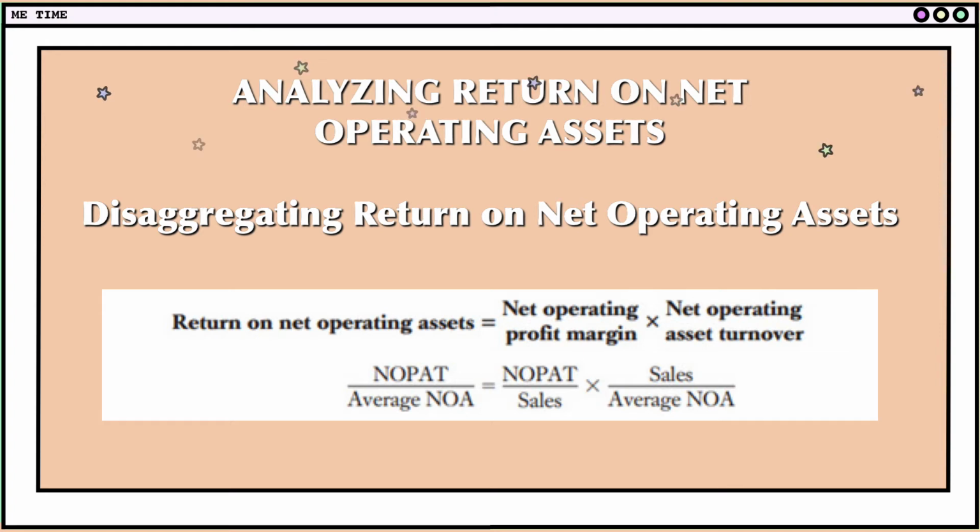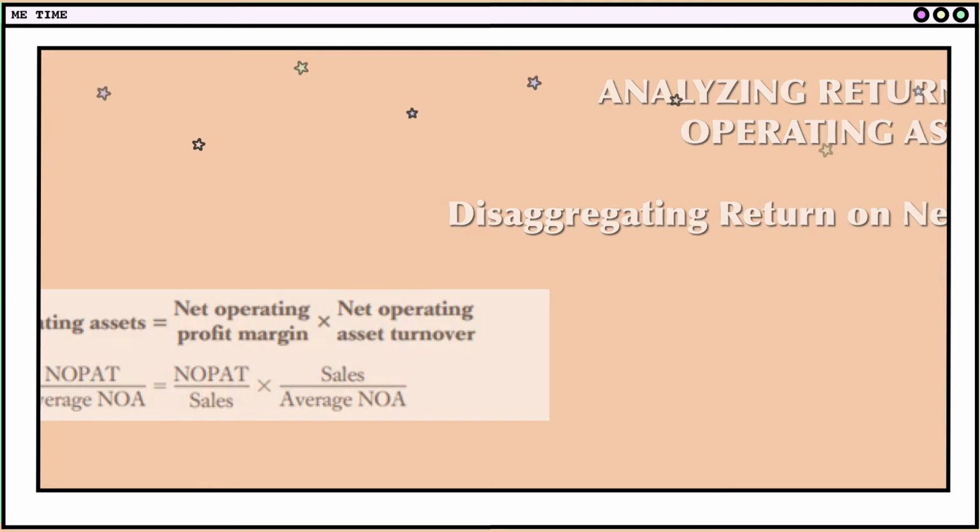The NOPAT to sales relation is called net operating profit margin, or simply NOPAT margin, and measures a company's operating profitability relative to sales. The sales to NOA relation is called the net operating asset turnover, or simply NOA turnover, and measures a company's effectiveness in generating sales from net operating assets.